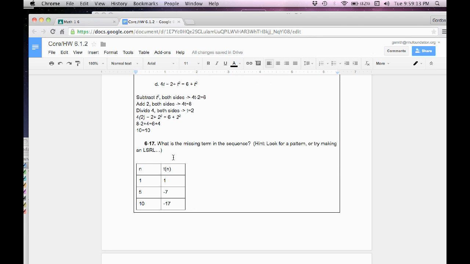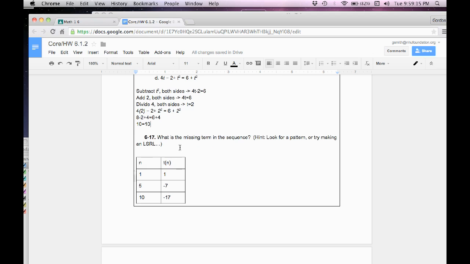Alright, great. The last one we've got is 617. What is the missing term in this sequence? We're going to look for a pattern. Well, what I'm going to do is I'm going to go to Desmos. And I'm going to plot both of these.